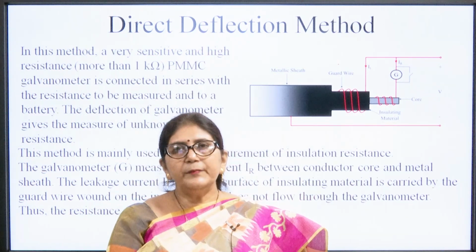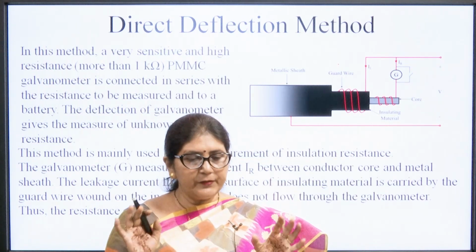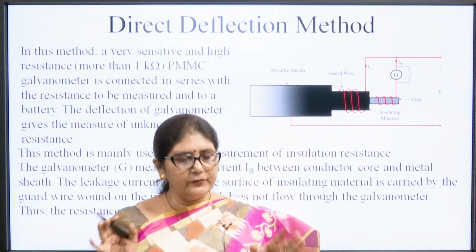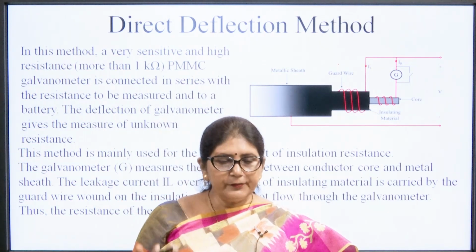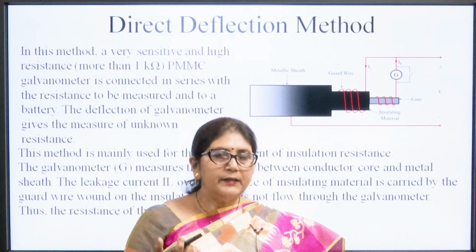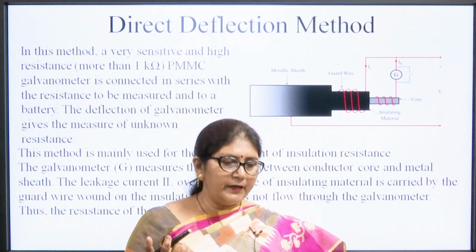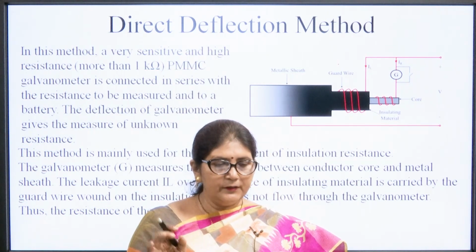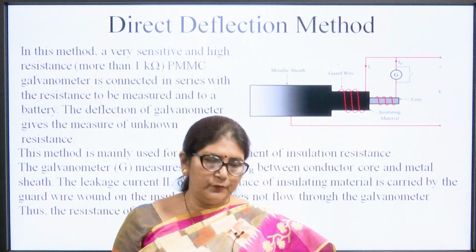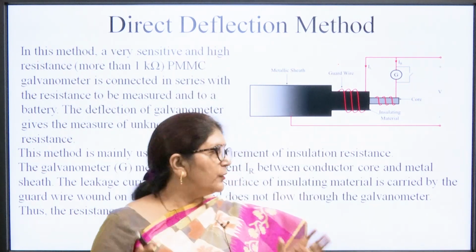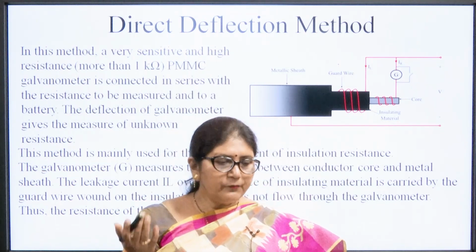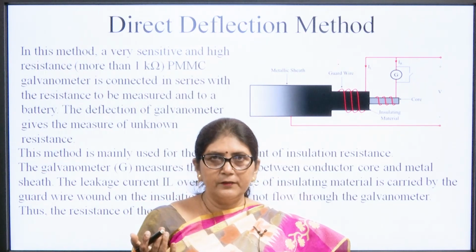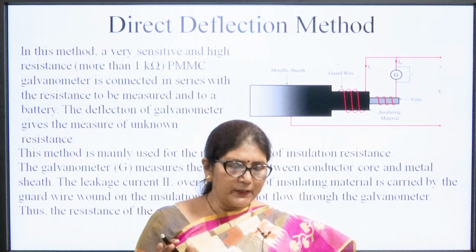So, the galvanometer measures the current IR between the conductor core and the metal sheet. The leakage current IL over the surface of the insulating material is carried by the guard wire wound on the insulator and does not flow through the galvanometer. Because there is an insulator and the leakage current is very low, we can directly measure the voltage by using this method. So, this is the direct deflection method.